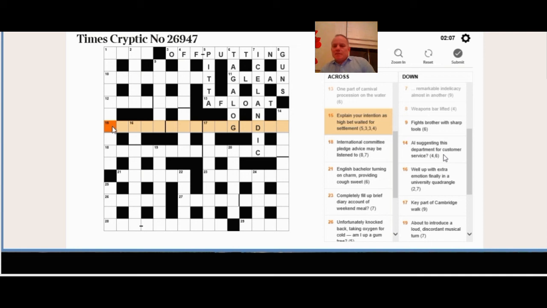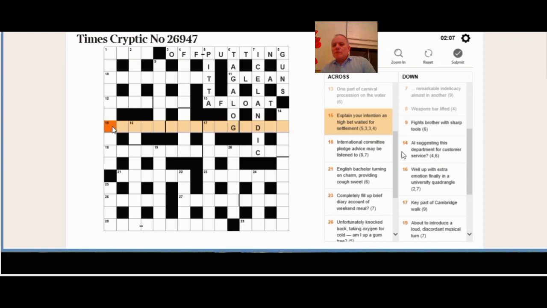Now, it turns out mail centre's not in Chambers Dictionary, so maybe I could have known that. But the key thing is, I've misread the clue. Because of the font they've used, this actually says Al suggesting this department for customer service, as if there's a man called Al suggesting a department to someone for customer service. Well, this sans-serif font makes that, for me, unable to determine between Al and AI.